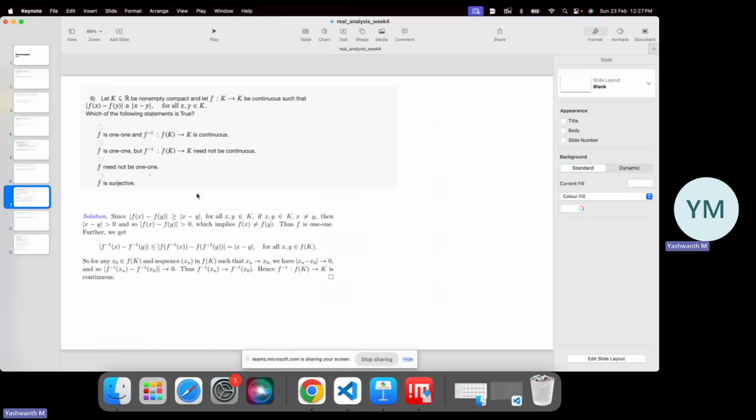So it can be seen that this is a given condition: for all x, y belonging to K, if x is not equal to y, then |x - y| is positive. So this implies that |f(x) - f(y)| is greater than 0, and this implies f(x) is not equal to f(y). So for any x not equal to y, we have f(x) not equal to f(y). This implies that f is one-to-one.